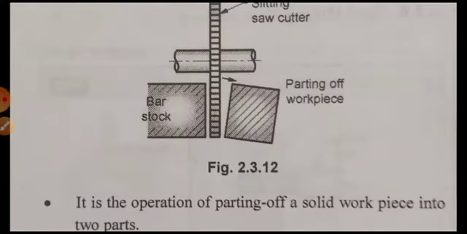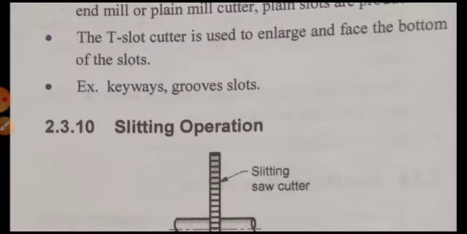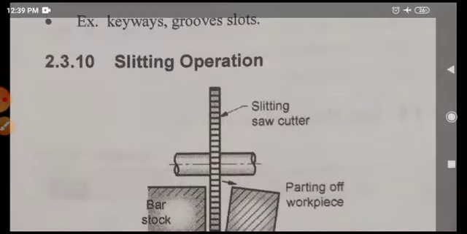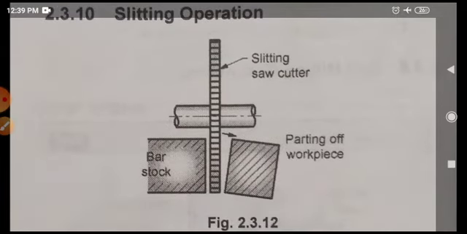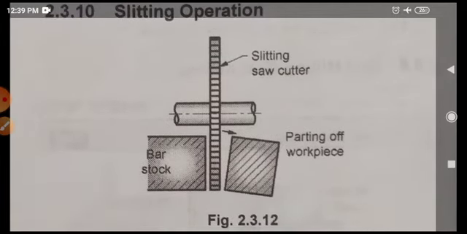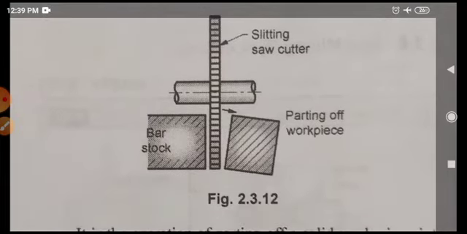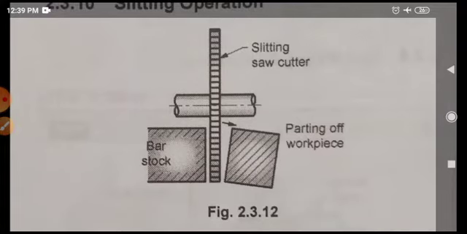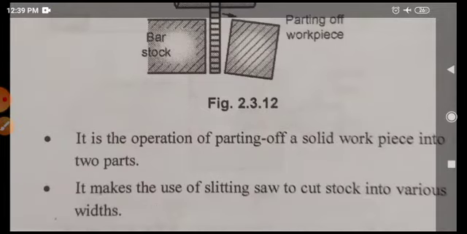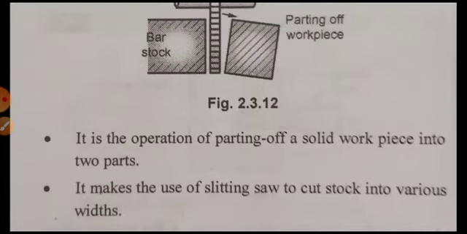Then the slitting operation. Slitting means you have to part the workpiece, or make two parts of the workpiece. You can slit with a slitting tool, which is up to 3 to 5 millimeter wide. It is the same as a cutter, or we can say a cutting tool. Okay, it is the operation of parting a solid workpiece into two parts. It makes use of a slitting saw to cut stock into various widths.